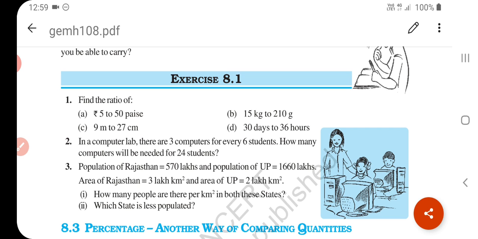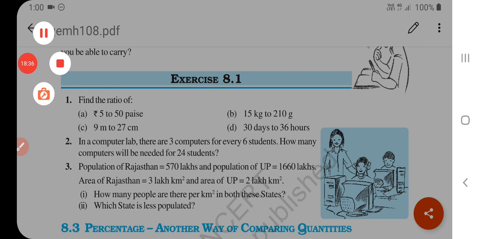हमें पता चल गया 190 lakh per kilometer. Okay, for UP के लिए 1660/2. So you can get 830 lakh per kilometer. Okay, so 190 lakh is less than 830 lakh. So Rajasthan is less populated state, and UP is more populated state. Okay, understand? So this way you complete question 3. So you complete this question exercise 8.1 in your notebook. Okay, understand? Have a good day.